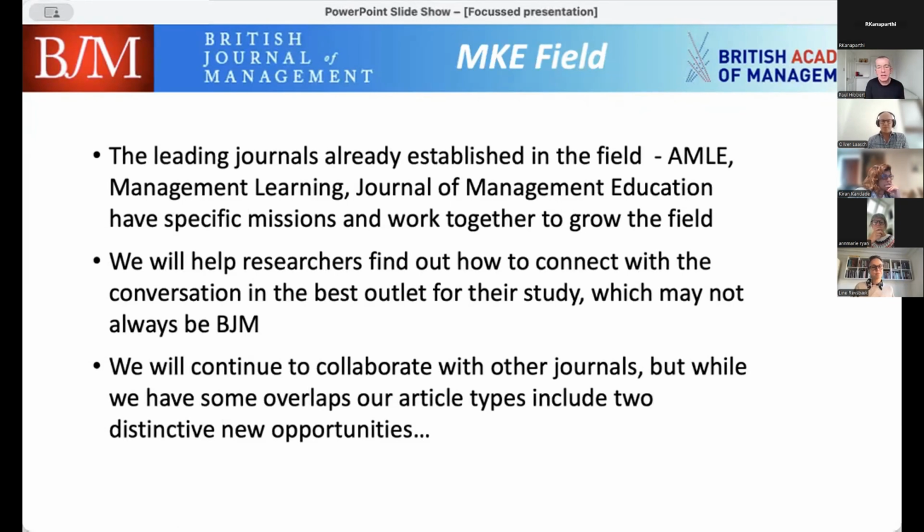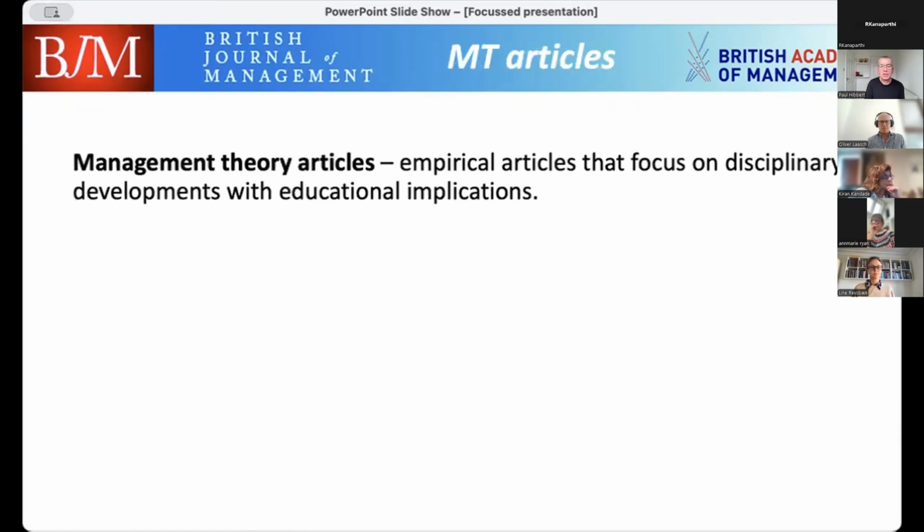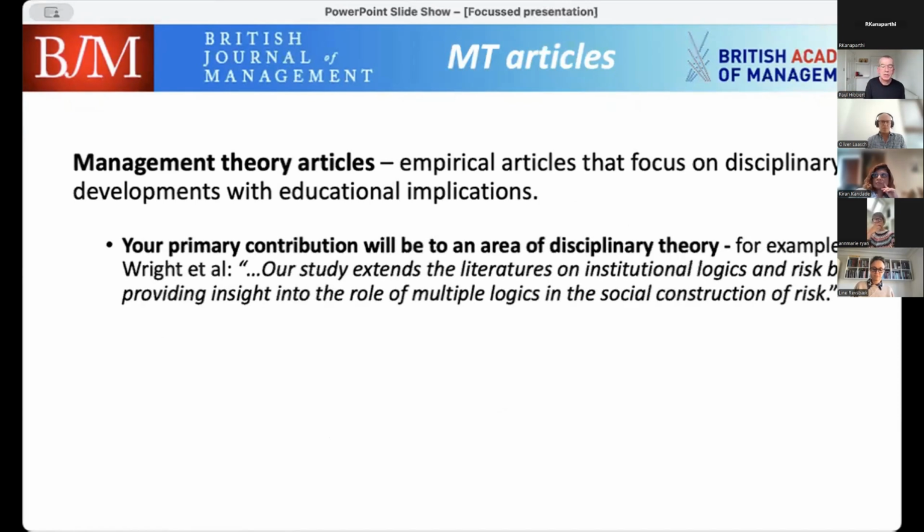As I've said, the reason for that is because we have some overlaps with these other journals that we continue to collaborate with, but the two distinctive ones that differentiate us from the other journals I've touched on briefly, I'm going to talk about in a little more depth just now. The first of those is the management theory articles. These are the empirical articles that focus on disciplinary developments, but they have educational implications, like that example of a leadership theory article that impacts on how we teach leadership. So your primary contribution will be in the area of disciplinary theory.